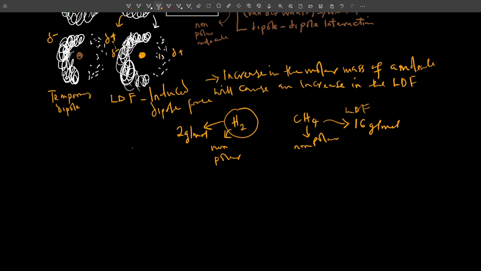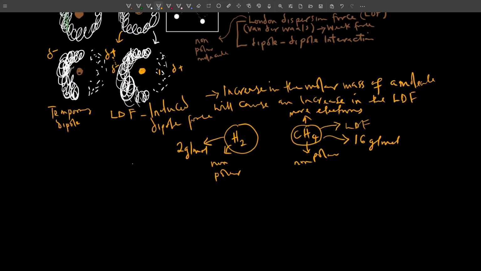Because the molar mass of CH4 is higher than the molar mass of H2, CH4 will have a stronger LDF compared to H2. It makes sense because the molecular size is bigger. As the molecular size is bigger, it means we're going to have more electrons. And if we have more electrons, the London dispersion force will also increase. So an increase in the molar mass of a particular molecule will cause an increase in the strength of the LDF.